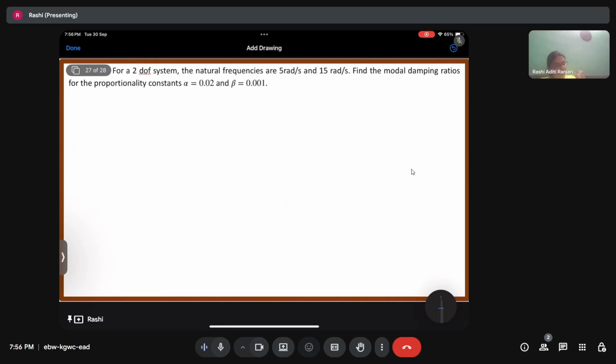So firstly, for a 2 degree of freedom system, omega 1 is 5 radians per second, omega 2 is 15 radians per second. Then we have proportional damping, which is alpha into m plus beta into k, and we already have the value of alpha as 0.02 and beta as 0.001. So what we basically do is assume that our damping can be written as proportional values of the mass and stiffness matrix.